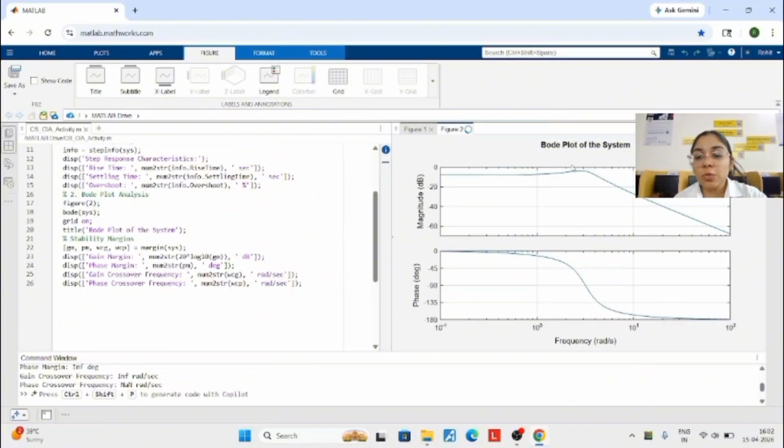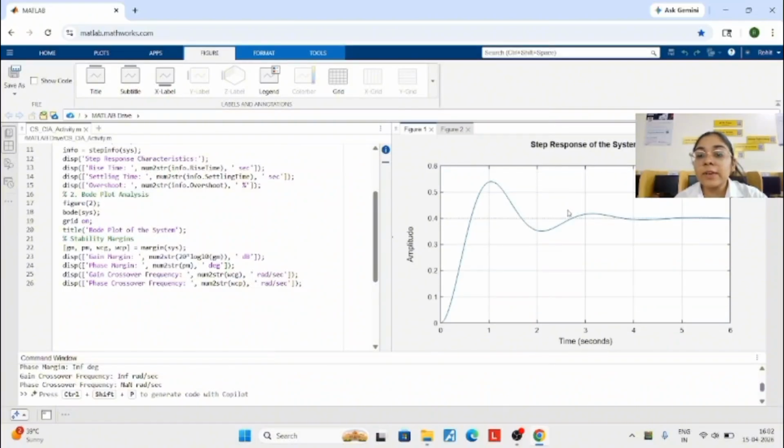Figure 2 shows the Bode plot of the system, in which magnitude is taken in decibels and the phase is taken in degrees, which are plotted against the frequency, which is taken in rad per second. And in the first figure, we can see the time response of the system, in which magnitude and time in seconds are against each other. So thank you so much. This was the MATLAB program explanation.